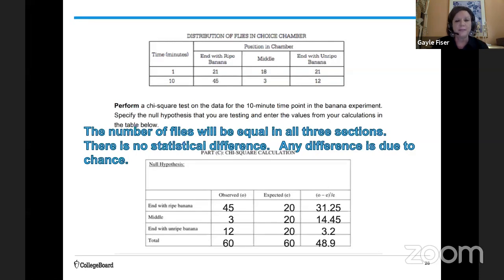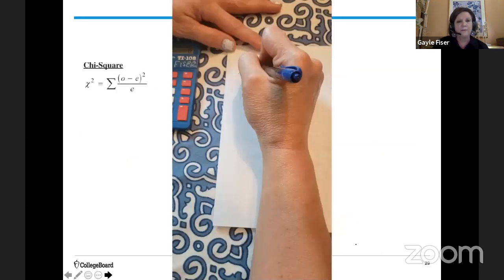So let's take a look at this math. We had 45 observed, 3, 12, and the totaling of 60. And then if we didn't expect any difference in their choices, or their preferences, then there would be 20, 20, and 20. And then you would have done the calculations and come up with a chi-square value of 48.9. All right, so here's our chi-square formula, and I'm going to run through how to do the math, and then it's going to go really, really fast.